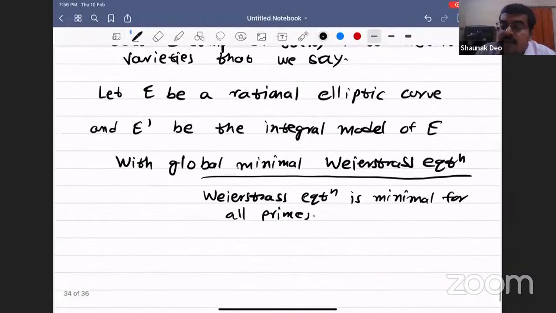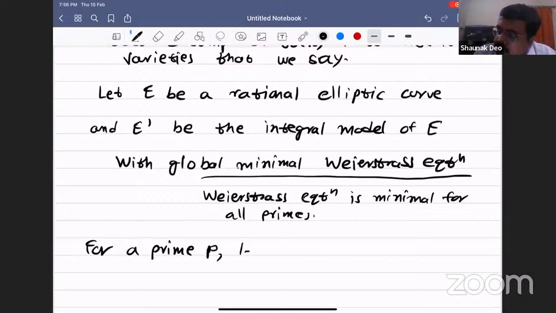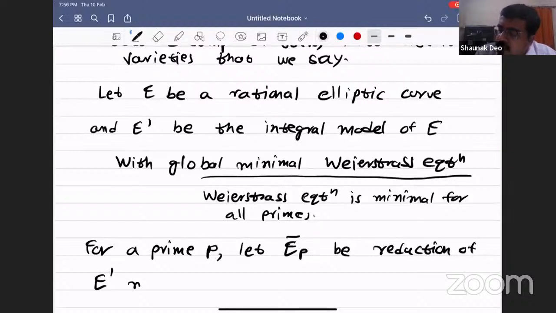So now this E prime is over Z. It's a model of E over Z, and it has a minimal Weierstrass equation. So I can reduce E prime modulo P for every prime P. So for a prime P, let E bar P be the reduction of E prime modulo P. Because the equation is over Z, we can reduce it modulo P.